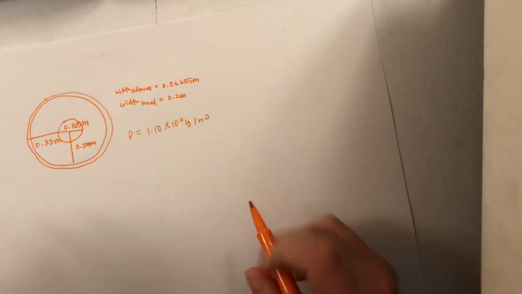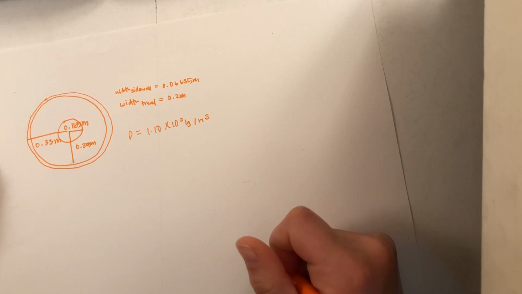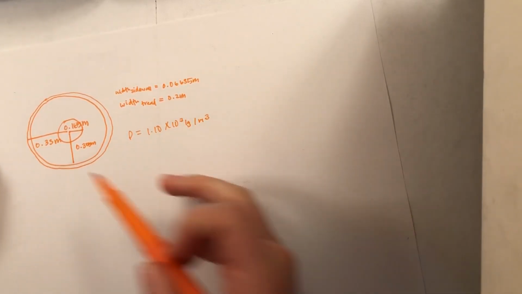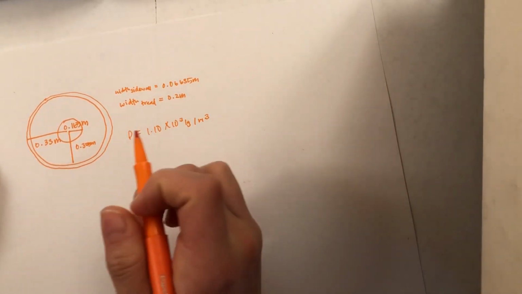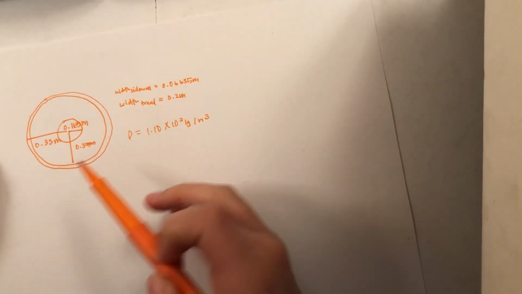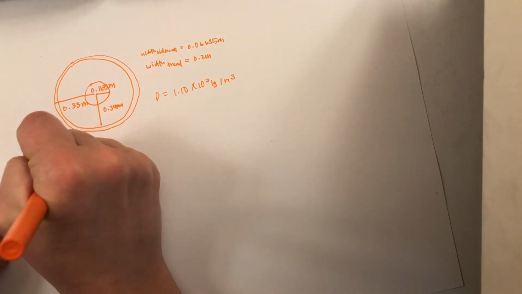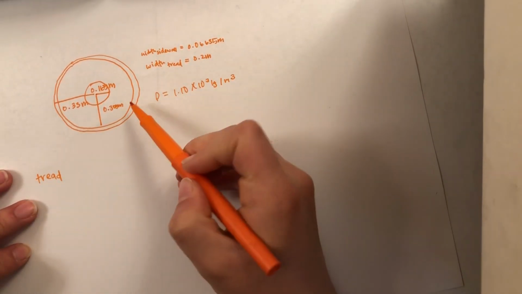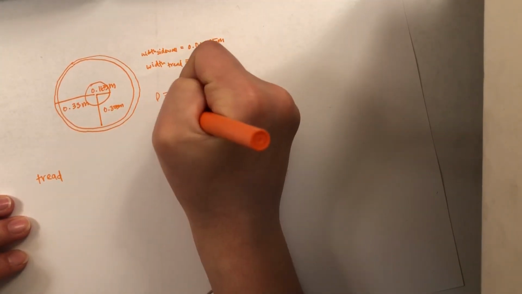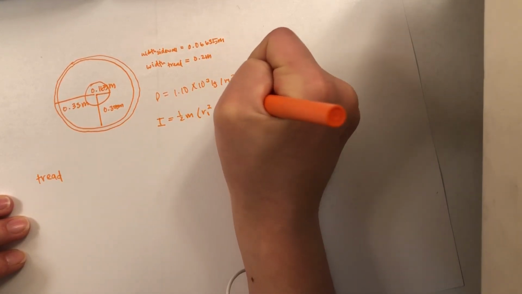Okay, so we can treat this as having three different parts, the two sidewalls and the tread, and then we can add them all together to find the total moment of inertia of the tire. So first we'll find the moment of inertia of the tread, and we can treat it as being a hollow cylinder, and the moment of inertia of a hollow cylinder is 1/2 m (r1 squared plus r2 squared).